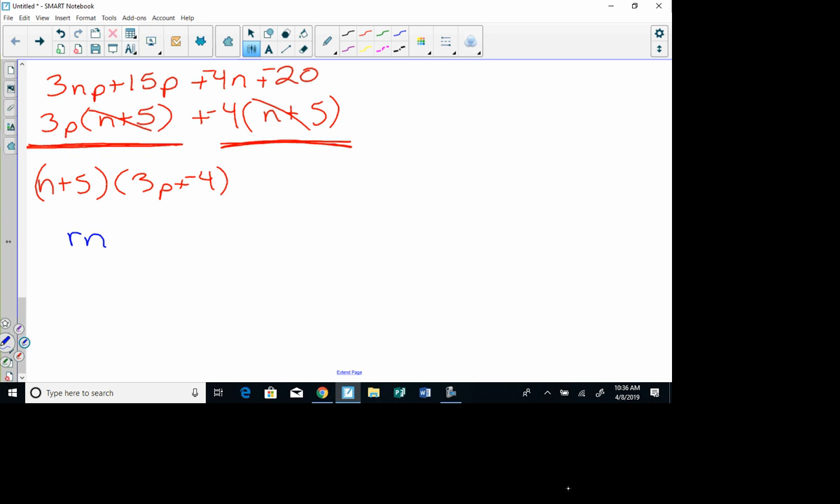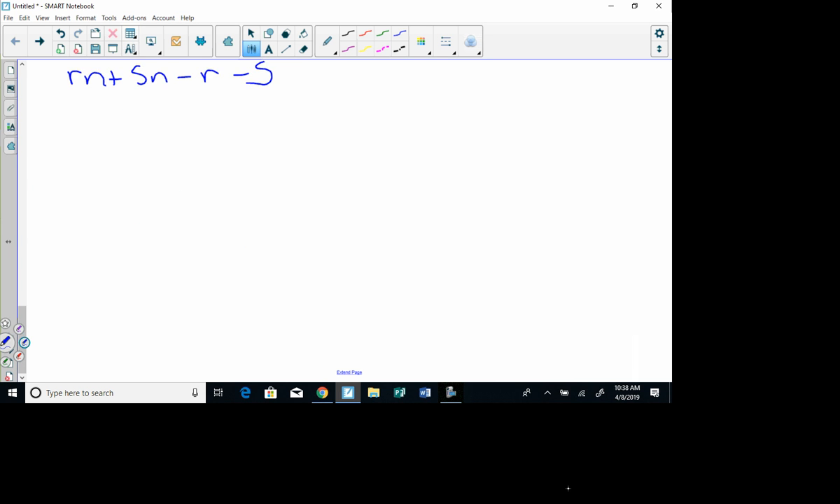Rn plus 5n minus Rn minus R minus 5. So I want you to add one more thing, and that's the additive inverse. So this is our last thing. It's very similar to what we just did. Additive inverse. Before we do one, I want to show you one thing.